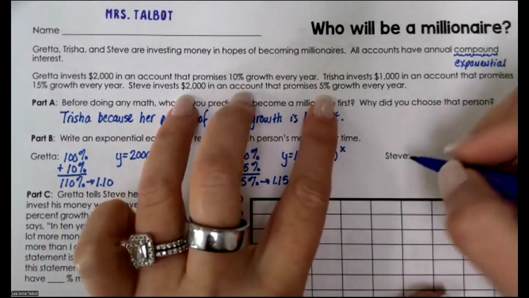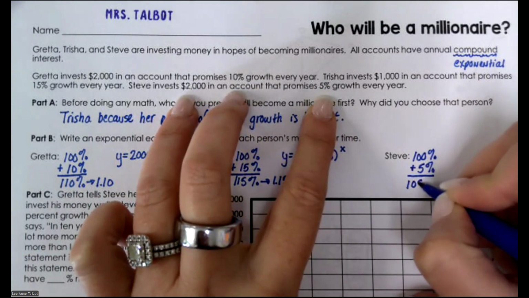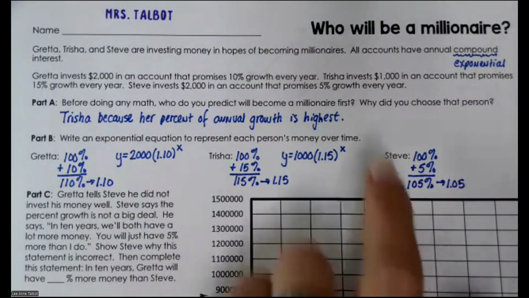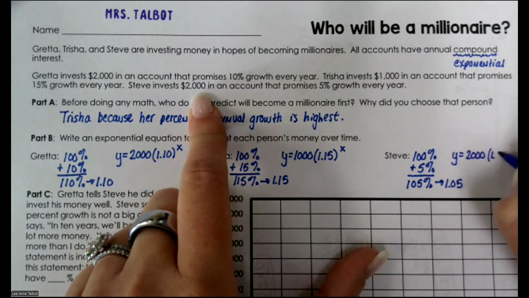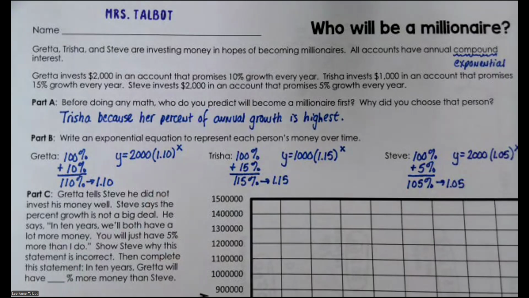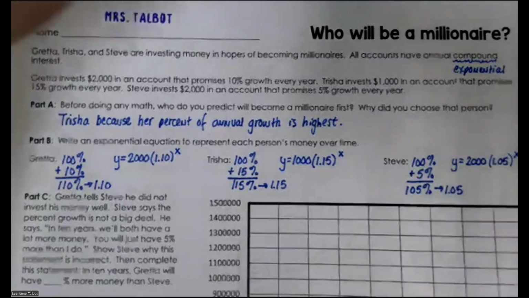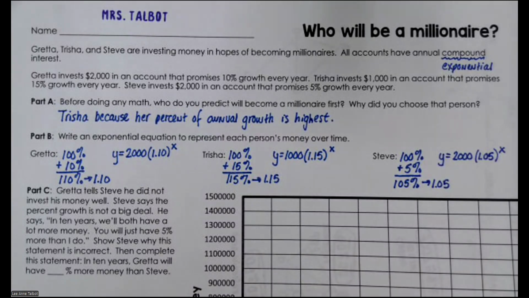Okay. So Steve is 5% growth, so 100% plus 5% is 105%. Move the decimal, 1.05. And lucky Steve has $2,000 to start with. Okay. Any questions about how I got those equations? Yes, Mike. Of course. Thank you for asking.